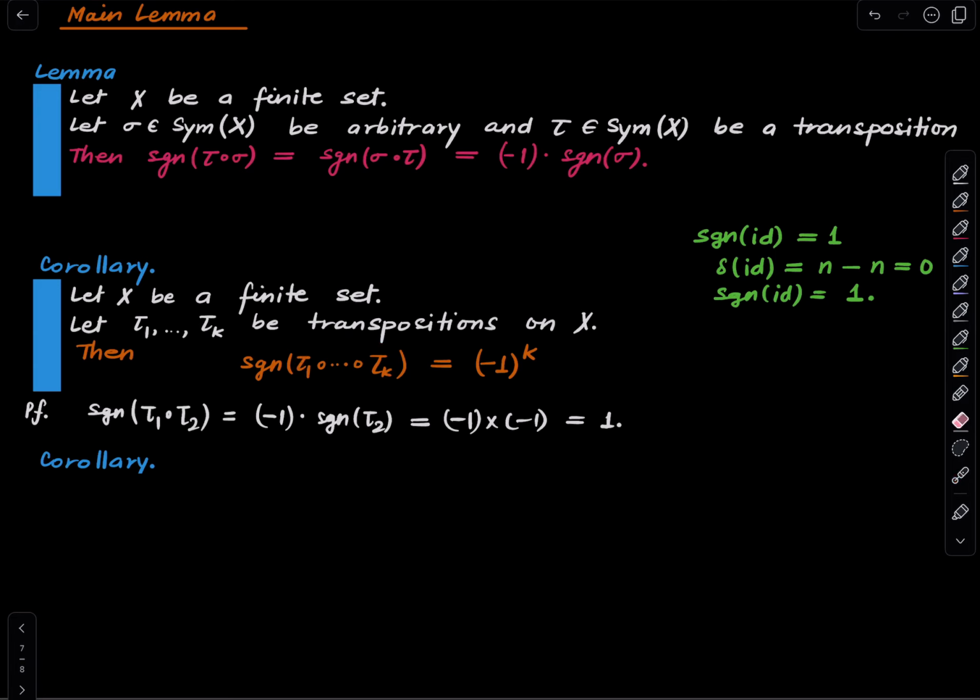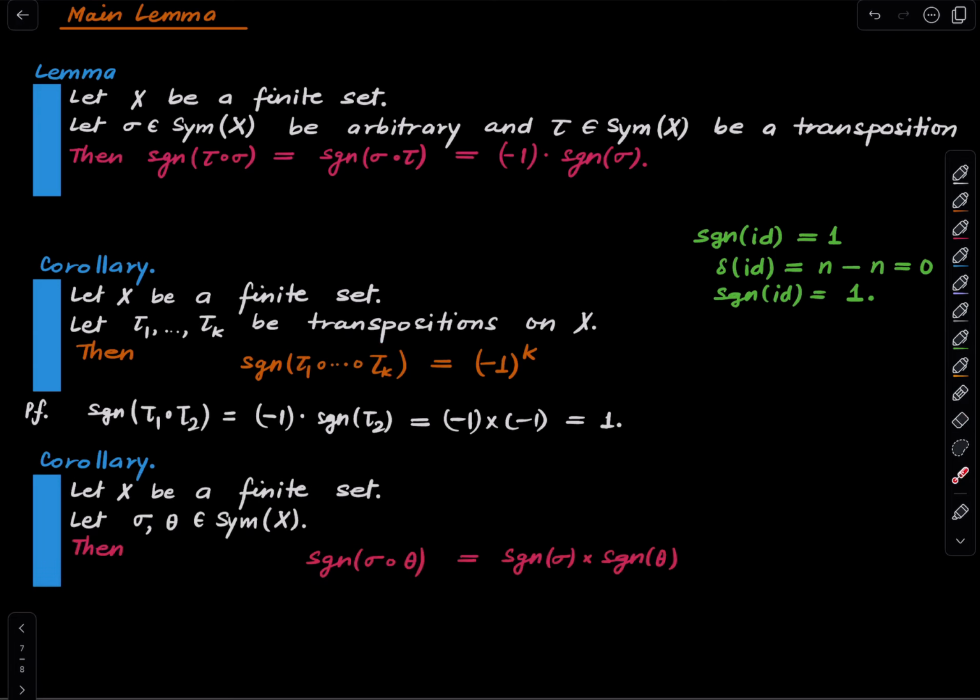Alright, but more importantly, the following is a refined version. If we have a finite set and we have two permutations, then the sign of their composite is the product of their signs. Wonderful result. And how do we prove it?